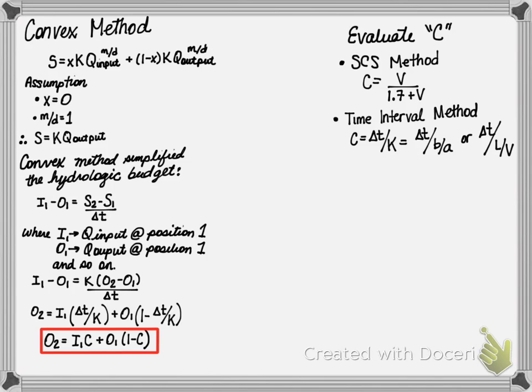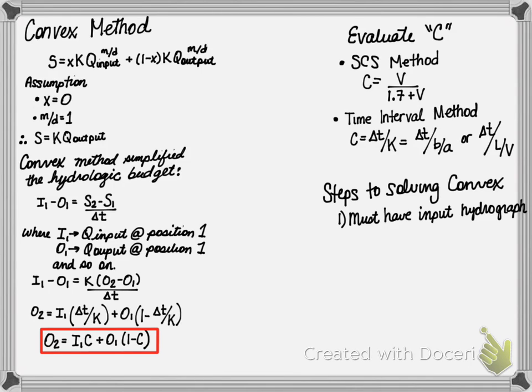Next, we can use the time interval method, which states that the C value is equal to delta T over K. Since we know that K is B over A, we can find it if we have the geometry of both the flow section, or the rating equation associated with the flow rate, and the rating equation associated with the storage, or delta T divided by the travel time based on the velocity method.